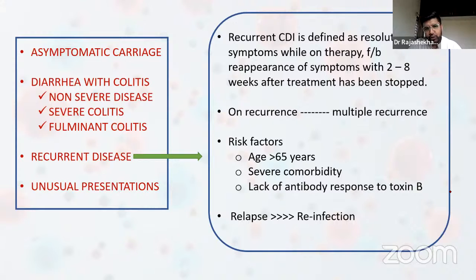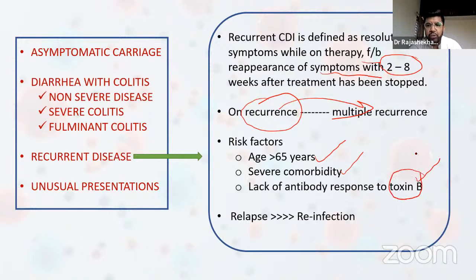Recurrent CDI is defined as the resolution of symptoms while on therapy, followed by reappearance of symptoms within 2 to 8 weeks after treatment has been stopped. Sometimes a single recurrence can progress into multiple recurrences. This recurrence is very, very common in patients aged more than 65 who have a severe comorbidity, and if there is a lack of response to toxin B of C. difficile, the recurrence is very, very common. And this recurrence is usually more commonly due to relapse rather than reinfection.